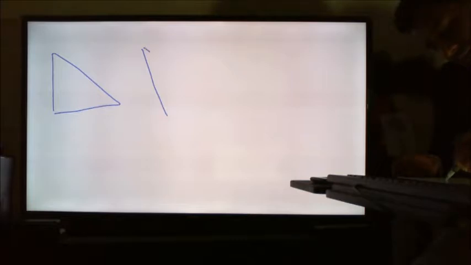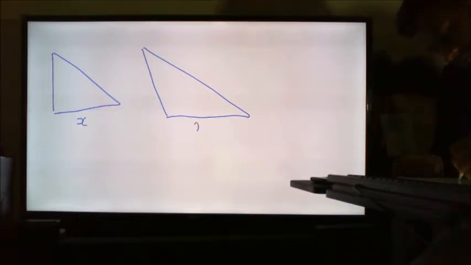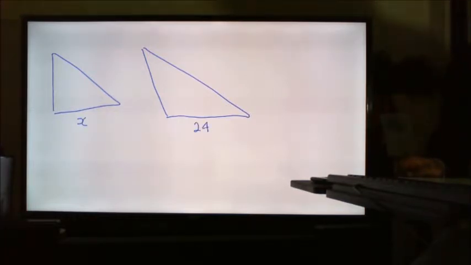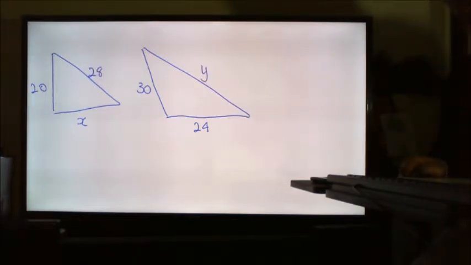So we're going to draw two triangles. They're obviously not going to be to scale, but we can only use the variables that are given. So let's say, for example, this is x, this is 24. We can label this as 20 and 30, and we can label this as 28 and y. Now, in order for me to say that they are the same, I can label these as such, and I'm going to get you guys to pause the video and then we'll go through the answer.